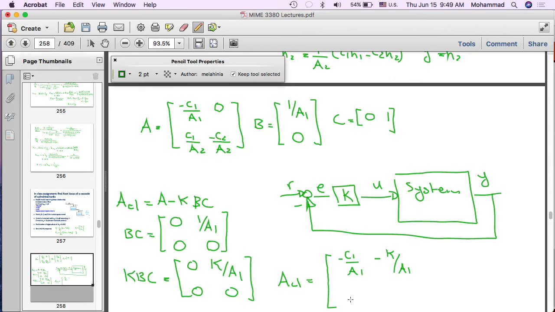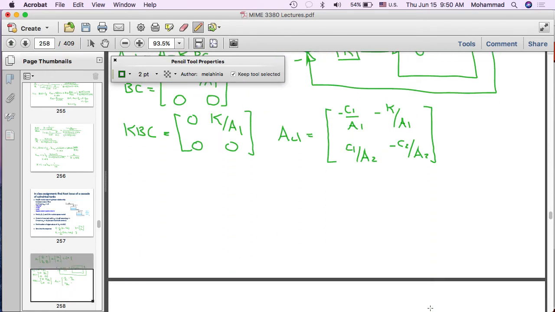Now we are up to row 2. C1 over A2 gets subtracted by 0, so C1 over A2. And minus C2 over A2 again gets subtracted by 0, so it remains the same. So that's A of closed loop. In order to know the eigenvalues of the closed loop, we set the determinant of lambda I minus A closed loop equal to 0. That's the method for finding eigenvalues of any system, including the closed loop system.